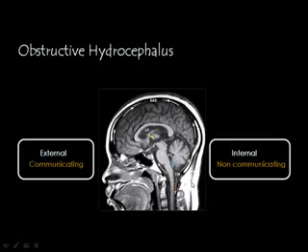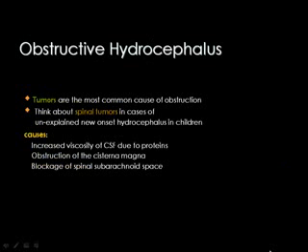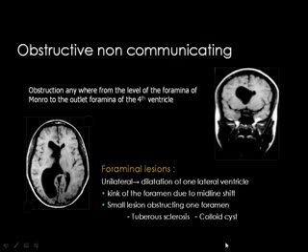But the communicating hydrocephalus, in obstructive communicating hydrocephalus, the obstruction will occur in the subarachnoid space and in the venous sinuses. Then obstructive hydrocephalus has many causes, and these causes differ according to the site of the lesion. Then we'll start first by the obstructive non-communicating hydrocephalus, and the first station is at the foramen of Monro.